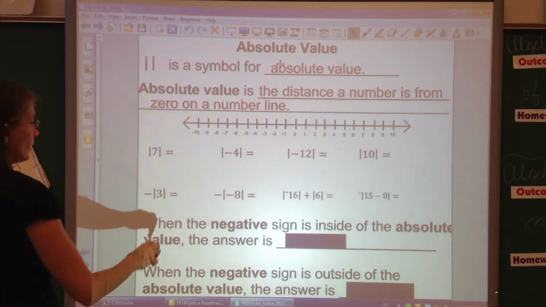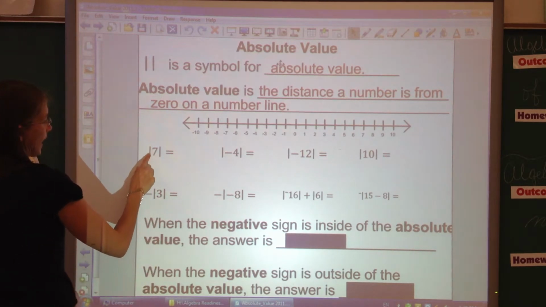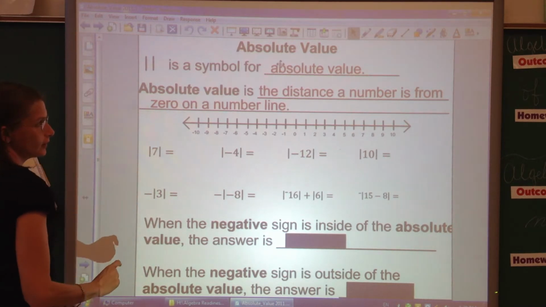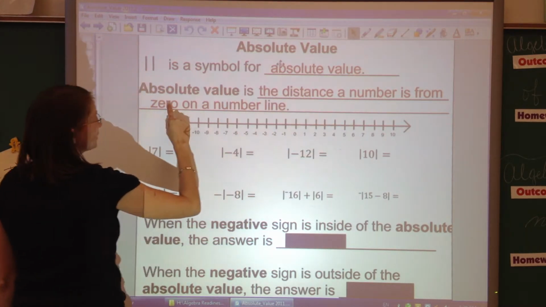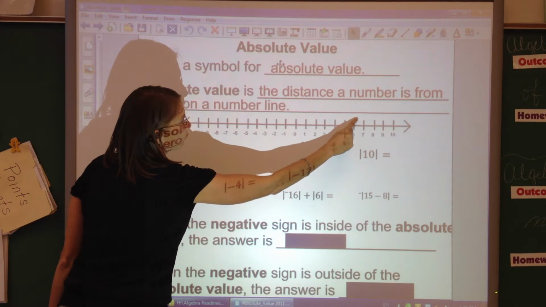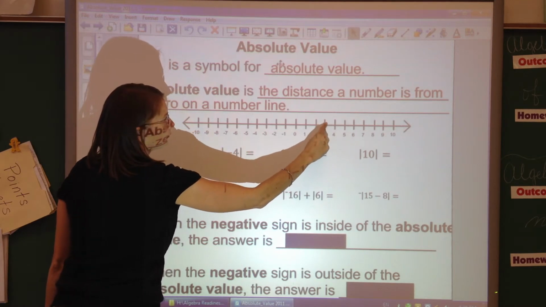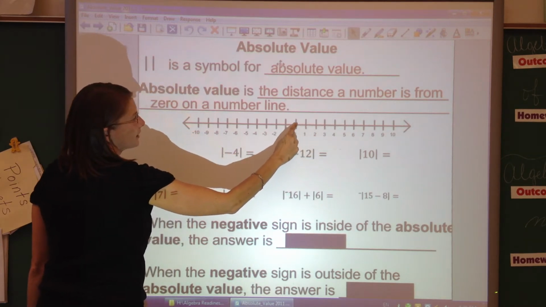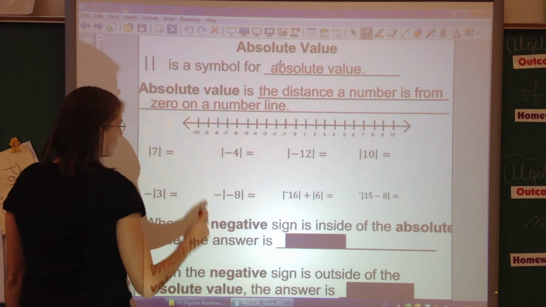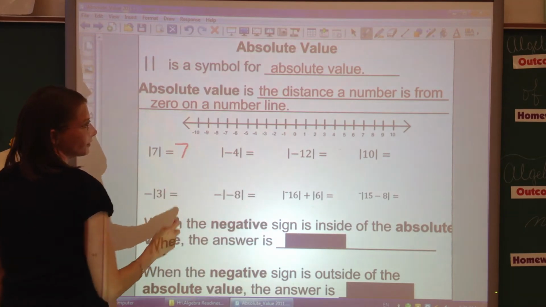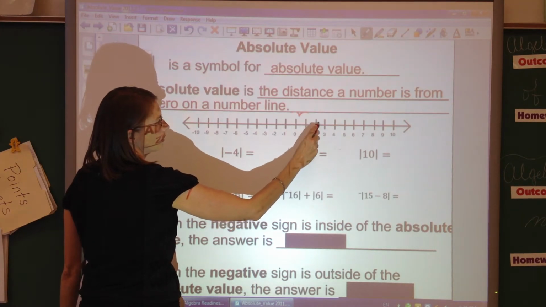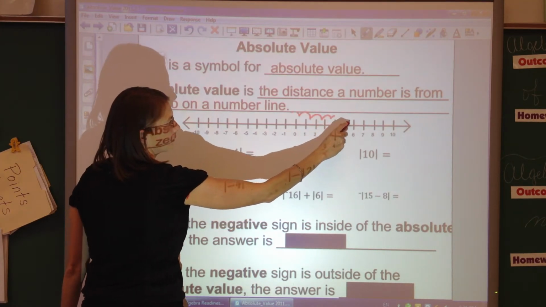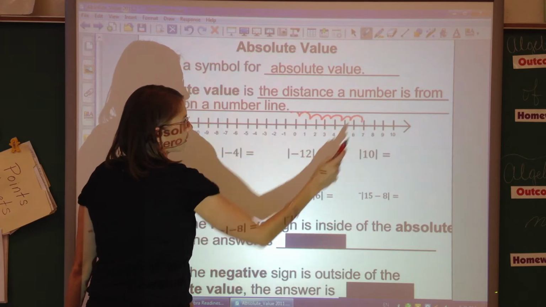So down here, this first example says absolute value of 7. So if I put my finger on 7, remember absolute value means the distance it is from 0. I go back 1, 2, 3, 4, 5, 6, 7. So the absolute value of 7 is 7 because it is 7 spaces away from 0.